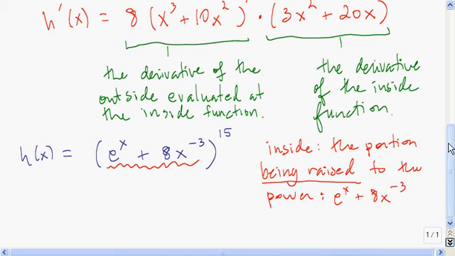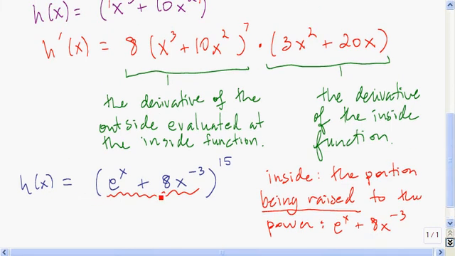So then to differentiate this thing, we imagine that instead of having this inside function, we have an x to the 15th. So the first step to get h prime of x is to differentiate x to the 15th. If we differentiate x to the 15th, we get 15x to the 14. But instead of having the x there, we're going to have the inside function.